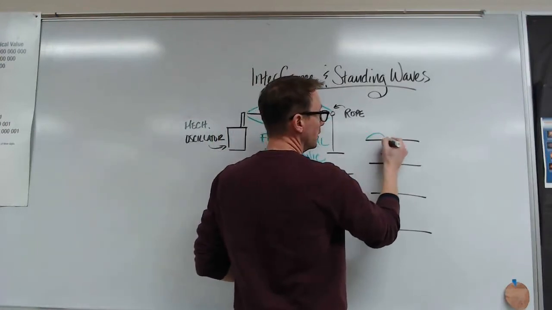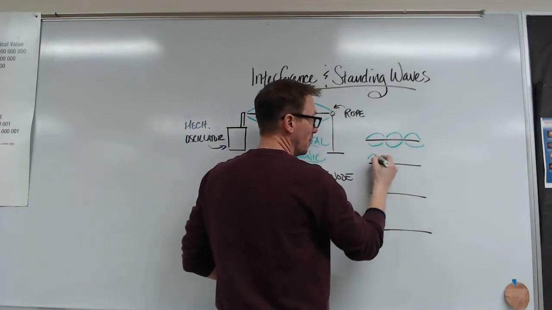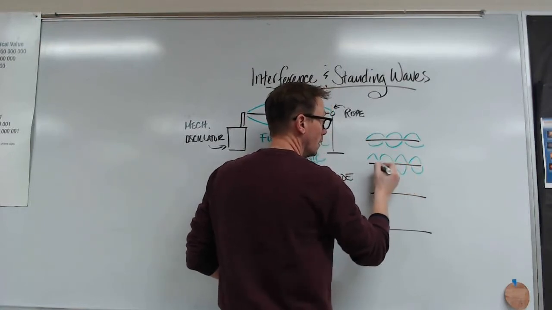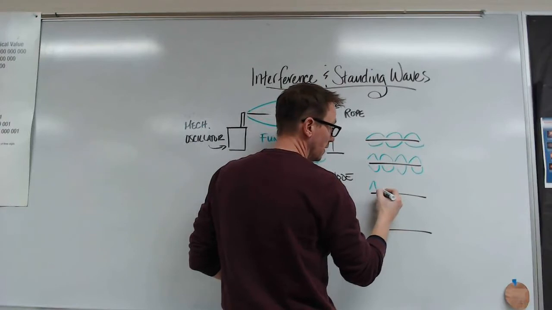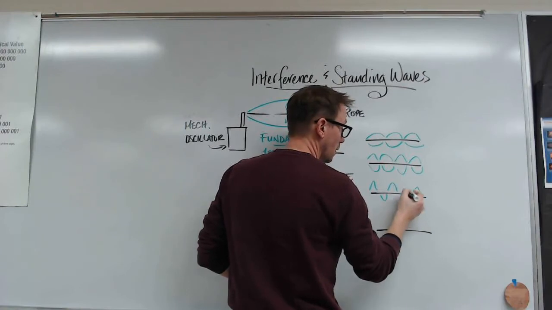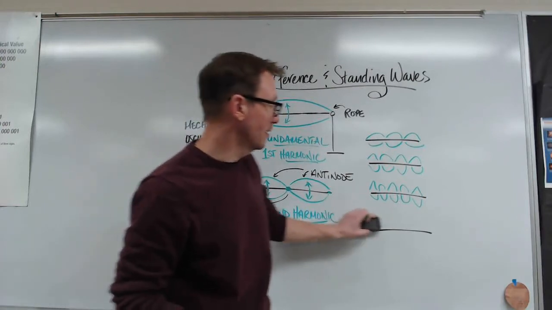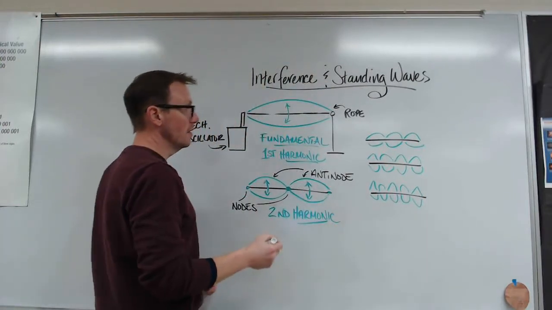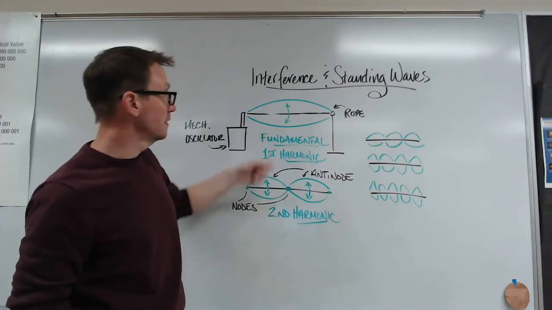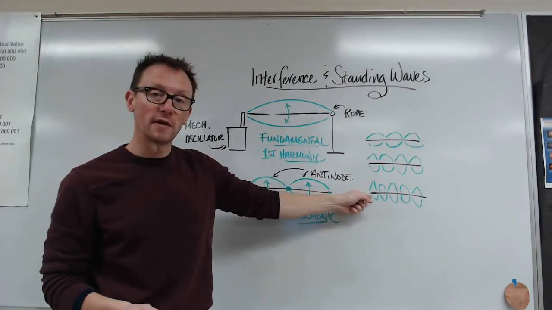So this would be a third harmonic. This would be a fourth harmonic. This would be a fifth harmonic. And so on. I'm not going to draw the sixth one. It's getting kind of crazy over there. Interestingly, though, to produce these, you have to continue to increase the frequency. This one should have the lowest frequency, and this one should have the highest out of the ones that I drew.